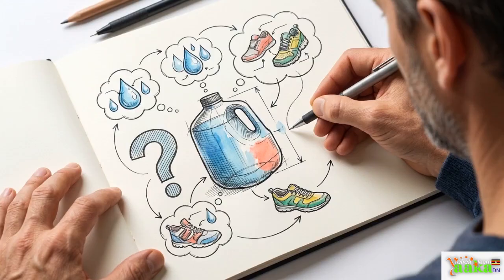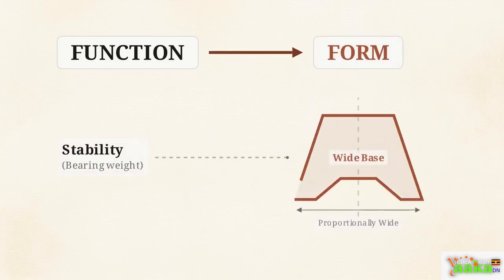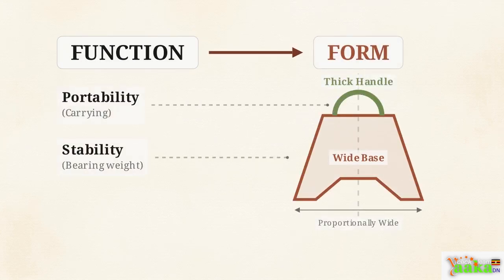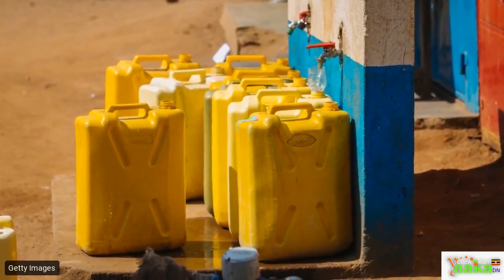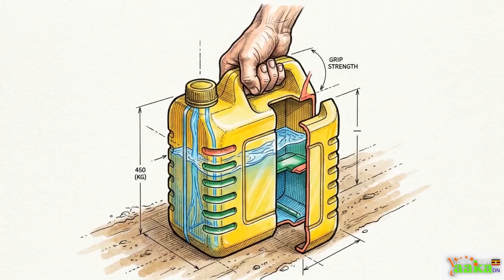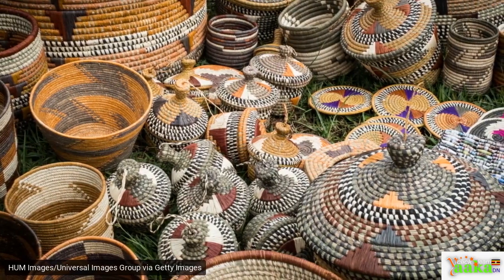Before an object is made, a designer asks one main question: what is this meant to do? That specific job is the object's function, and the physical form an object takes will always follow that function. Look at a standard plastic jerry can. The strong top handle and the molded grooves on the side exist specifically to help a person carry heavy water securely over long distances. Traditional woven baskets are designed very differently.